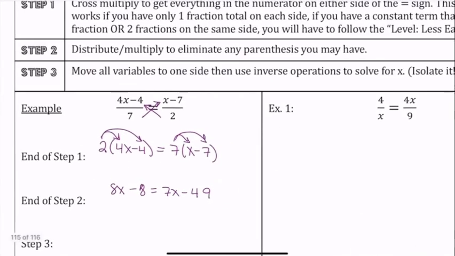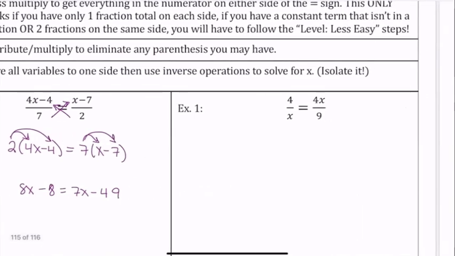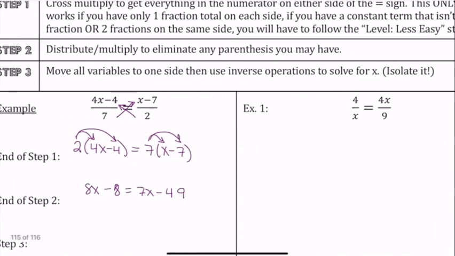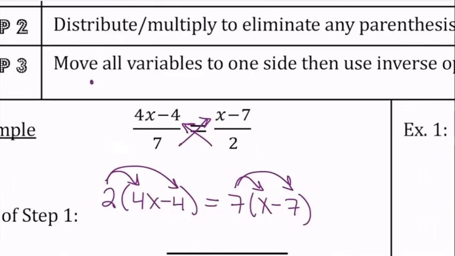Step 3, move all variables to one side, then use inverse operations to solve for x. And then in parentheses, we put the words isolated. Remember, the inverse of things, if we are multiplying, we will divide, and vice versa. If we are adding, we will subtract, and vice versa. And then if we are squaring something, we will take the square root.